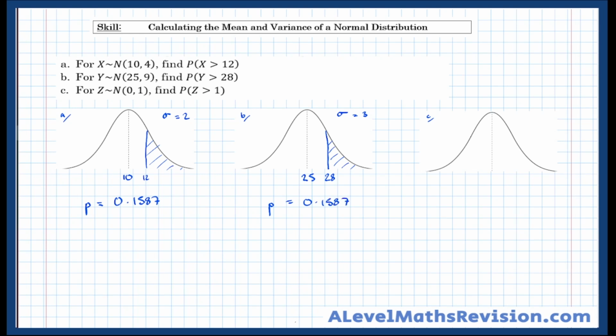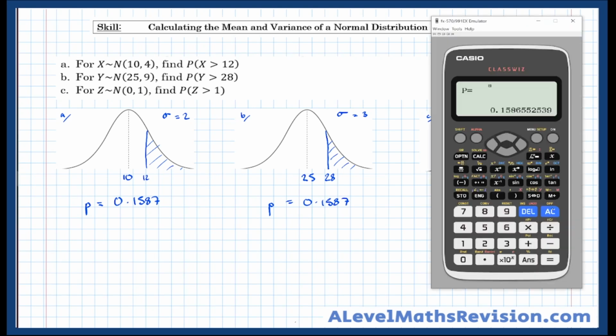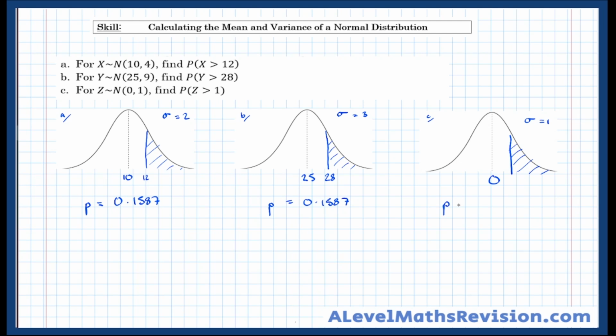And guess what's coming? So mean 0, standard deviation, the square root of 1, which is 1. And the probability x is bigger than 1 is what we're working out. So lower bound 1, upper bound infinity, standard deviation 1, mean 0, and 0.1587 again. But why has that happened? Why are all three of those answers exactly the same?